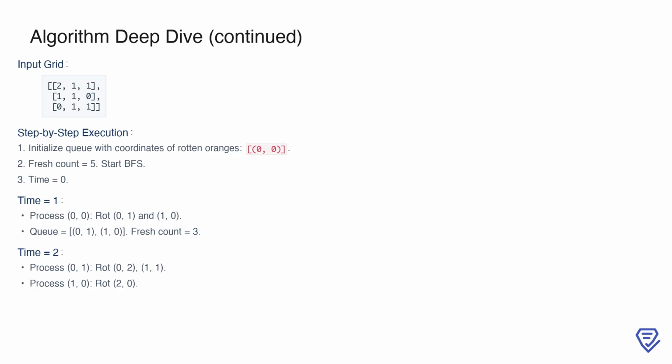Suppose the input grid is as follows: 2, 1, 1, 1, 1, 0, 0, 1, 1. First, we identify the initially rotten oranges. In this case, there's only one at position 0, 0, so our queue starts as 0, 0. The fresh orange count is 5, and the time starts at 0.